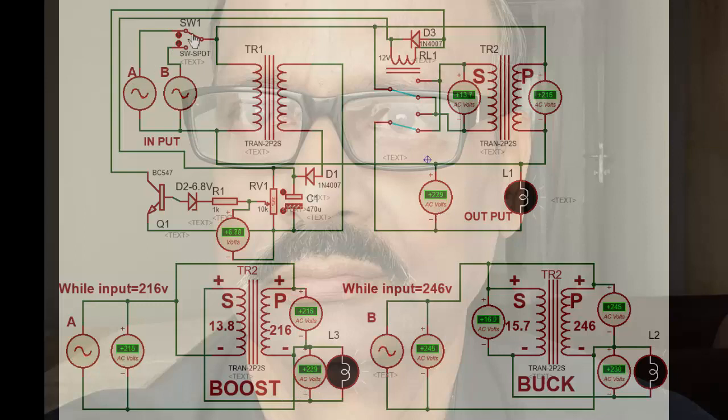And in this case, what is happening? Now it is out of phase. Positive is connected to positive. If you recall our boost and buck video, you will be able to understand this better. So on 246 volts, accordingly, it gives 15.7 volts.